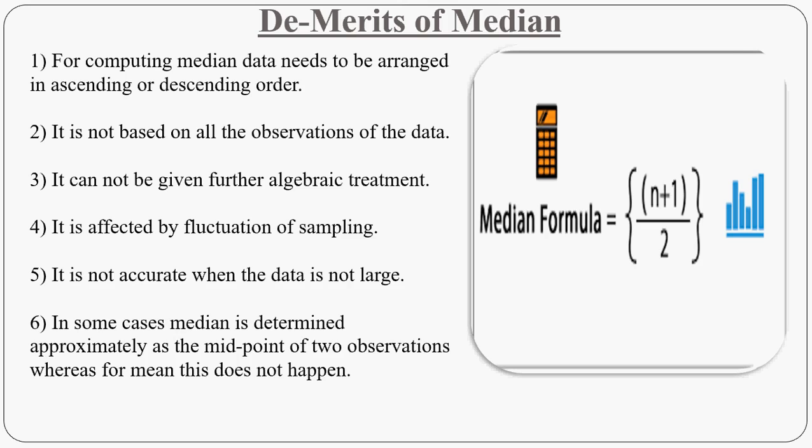So in some cases, median is determined approximately as the midpoint of two observations, whereas for mean, this does not happen. For mean, any number of values we can take and identify, but for median, we cannot. A large number of data we cannot calculate accurately and it will be affected. So these are the points connected with the demerits of median. I hope these points are clear.